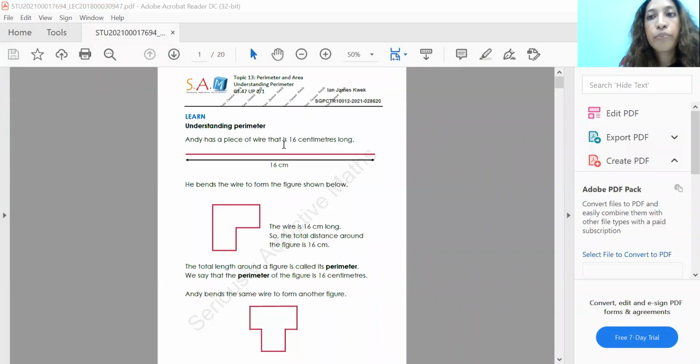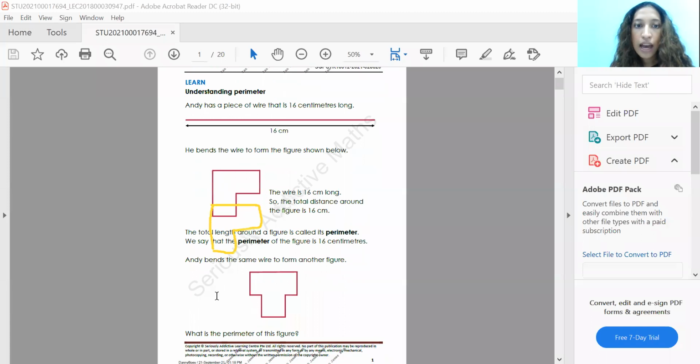Now we're going to be doing perimeter and area. What is a perimeter? Andy has a piece of wire that is 16 cm long. He bends the wire to form the figure shown. The wire is 16 cm long, so the total distance around the figure, the outline, is 16 cm. The total length around a figure is called its perimeter. We say that the perimeter of this figure is 16 centimeters.